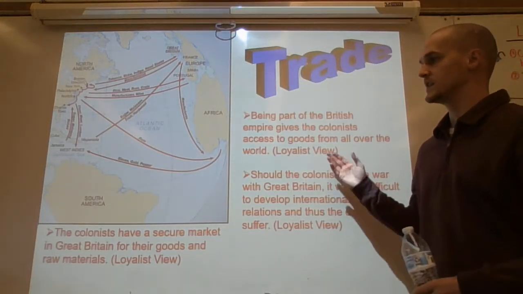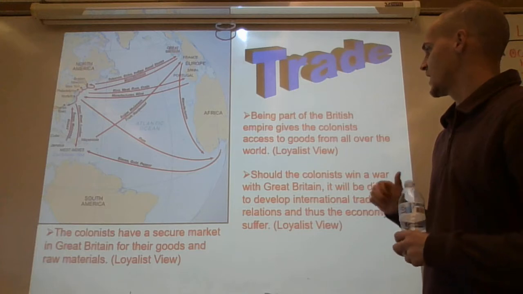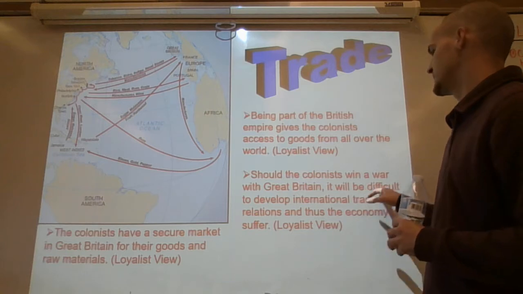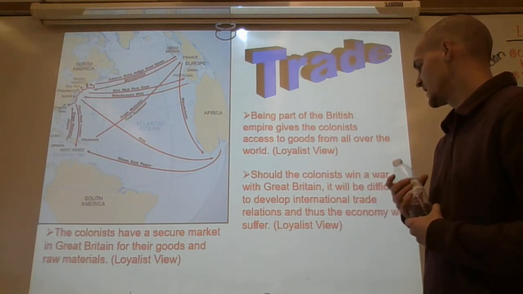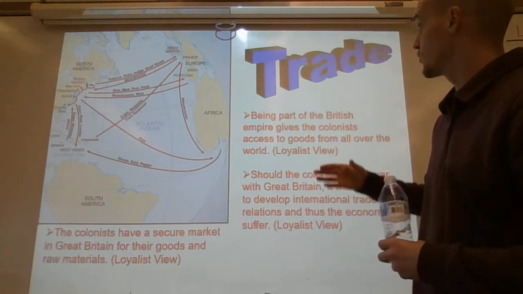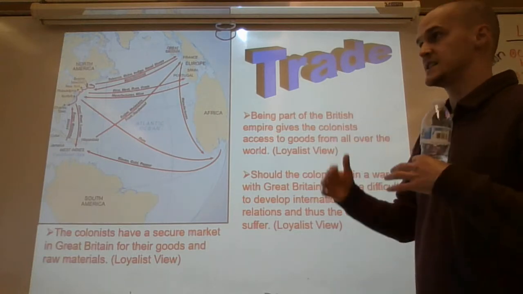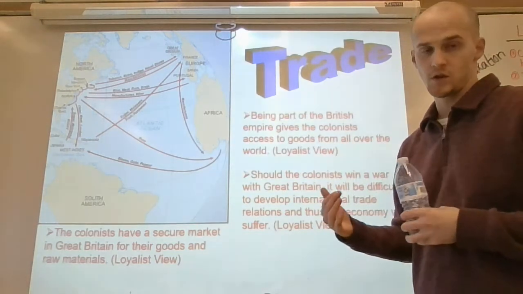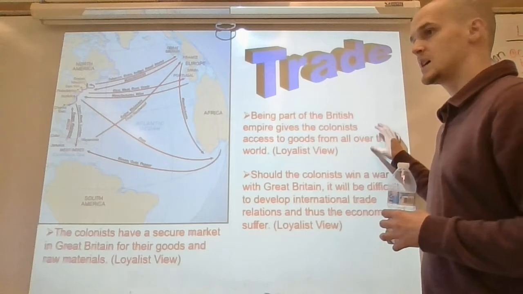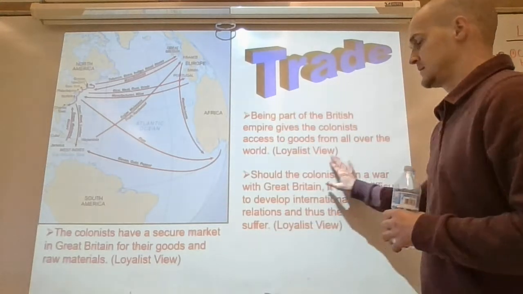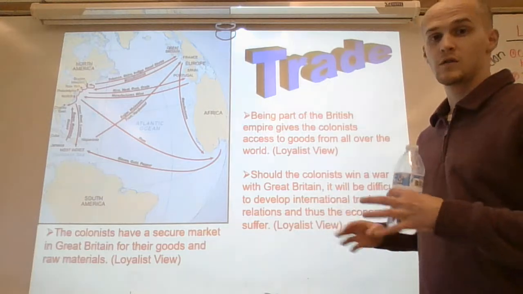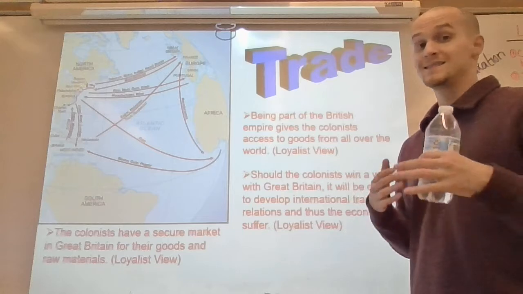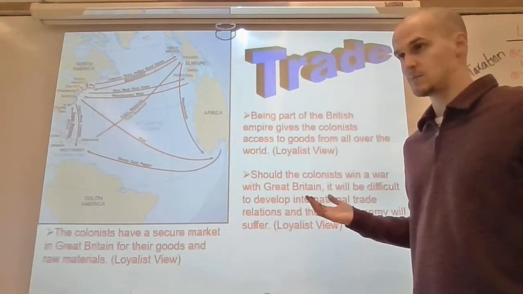All right, the Loyalists believed being part of the British Empire gives the colonists access to goods from all over the world. Should the colonists win a war with Great Britain, it would be difficult to develop international trade relations, and therefore their economy would suffer. So Great Britain already had all of these relationships built and access to trade and trade routes and trading ports. And so because of that, the colonies would have trouble building those relationships. Great Britain had been trading with these countries for years, decades, centuries. The partnerships had been made and agreed on.